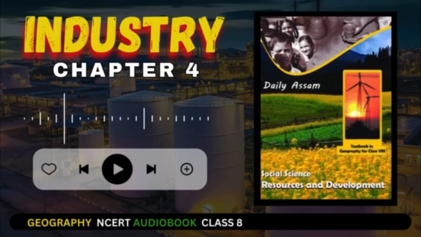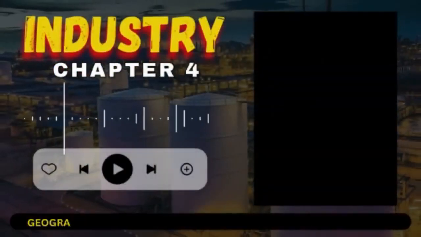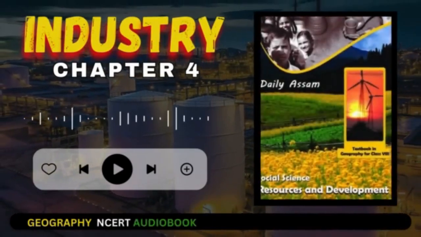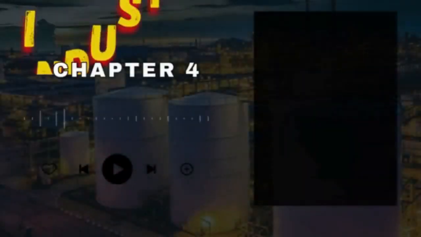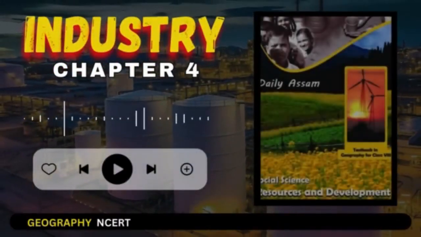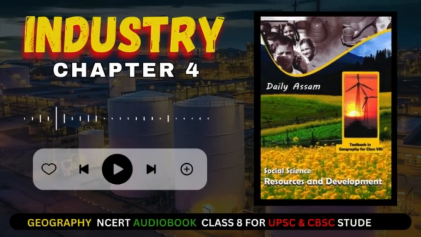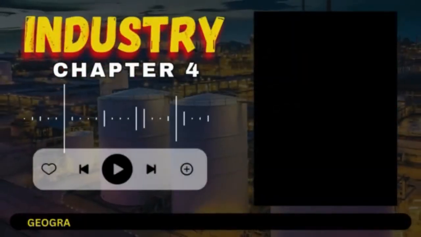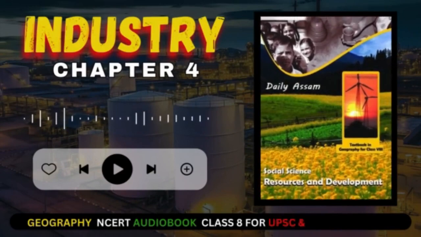Page number 56. Pittsburgh. It is an important steel city of the United States of America. The steel industry at Pittsburgh enjoys locational advantages. Some of the raw material, such as coal, is available locally, while the iron ore comes from the iron mines at Minnesota, about 1500 km from Pittsburgh.